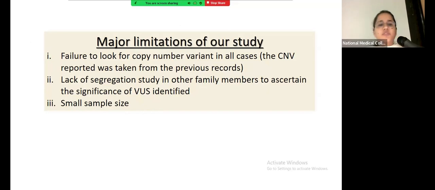There was no provision to study the segregation of the variant in the family members to identify whether this variant is actually pathogenic or benign. And again, small sample size. If we had a large number of patients, this could be extrapolated.